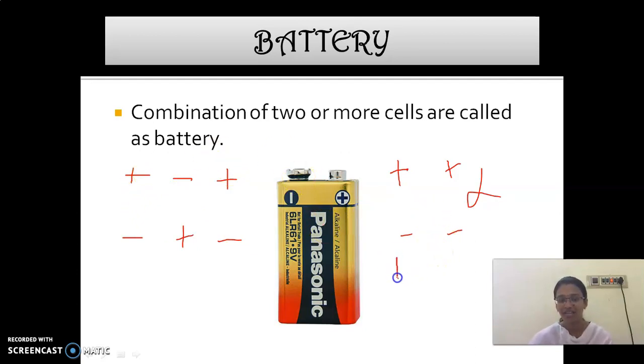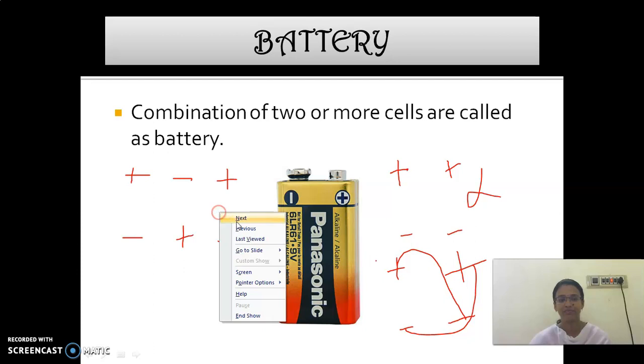Otherwise, if you have it like this, plus, plus, minus, minus, in this case you have to connect this plus to this minus and this minus to this plus. The same terminals must not be connected together. Clear, children? If you connect in such a way, the battery does not work. So you are clear? Fine.